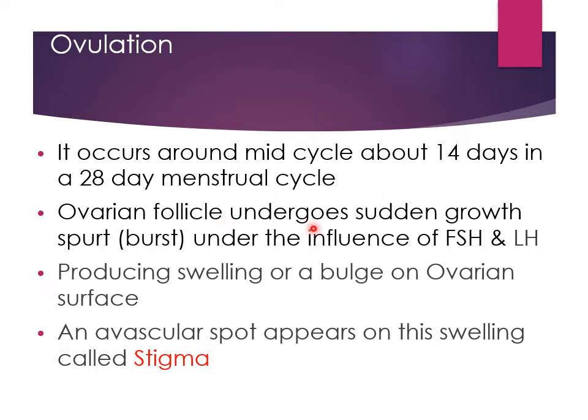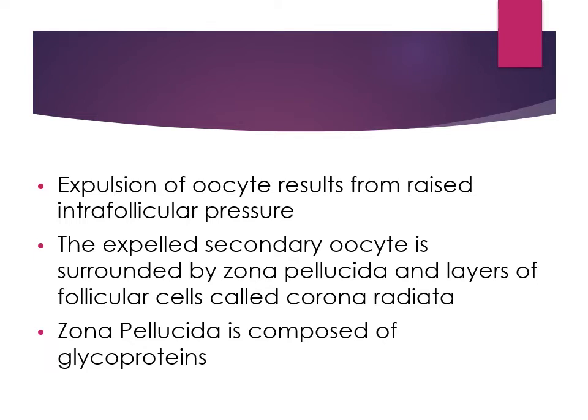The ovarian follicle undergoes sudden growth spurts under the influence of these hormones, which are follicle stimulating hormone and luteinizing hormone. It produces a swelling or bulge on the ovarian surface. An avascular spot appears on this swelling, which is named the stigma. The expulsion of the oocyte results from raised intrafollicular pressure.